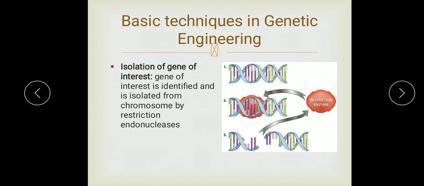How are we going to obtain the desired gene? We are going to take a human cell, and from that human cell first we will identify the gene of insulin on the chromosome, and then with the help of a restriction enzyme, we will cut the DNA into fragments. As a result, the gene of interest is isolated from the chromosome.